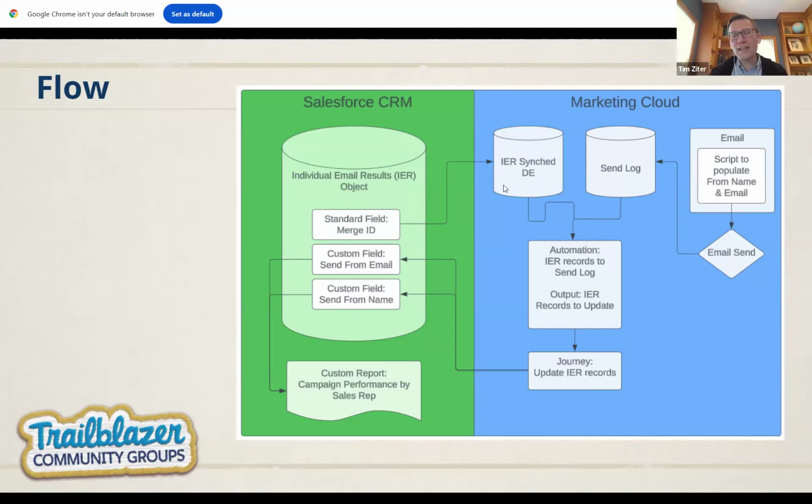Now there's a way to connect this through Marketing Cloud, which is that the individual email results object is synced over into Marketing Cloud. So for each email send, when Marketing Cloud sends that email, an individual email result record is created. That ends up getting synced over to Marketing Cloud. And we're going to want to match that data to the send log and use an automation to identify those records where they don't have the send from name and the send from email address populated. And then we're going to use a journey to populate those fields in the individual email results object.